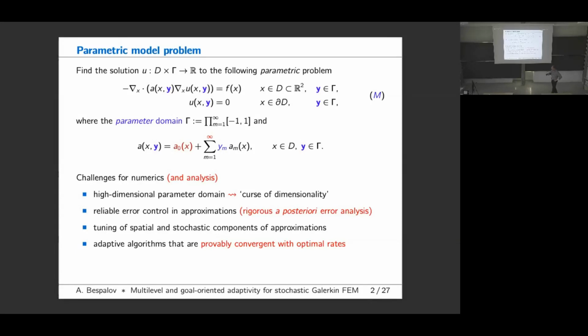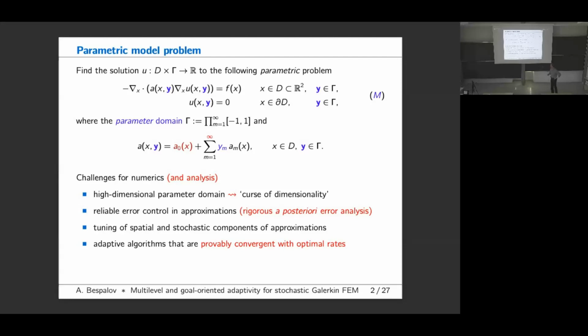When you design an approximation, you are interested in the accuracy of your approximation, what is the error. So reliable error control in approximation is important. And for this, we do rigorous a posteriori error analysis. There are spatial approximations coming together with parametric approximation. You need to tune them together to balance these approximations appropriately. And the best way of doing this is to exploit information from the a posteriori error analysis to design adaptive algorithms for which you would like to do some analysis. There have been quite a few analysis talks in this workshop, and I quite liked this aspect. And this is one of the aspects we are going to discuss. We want algorithms that are provably convergent and potentially with optimal rates.